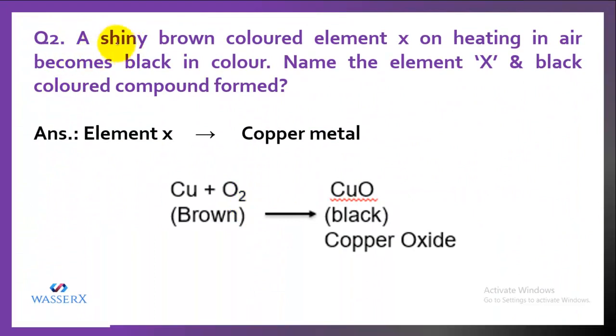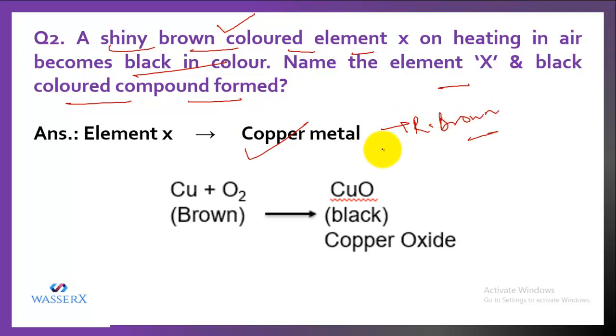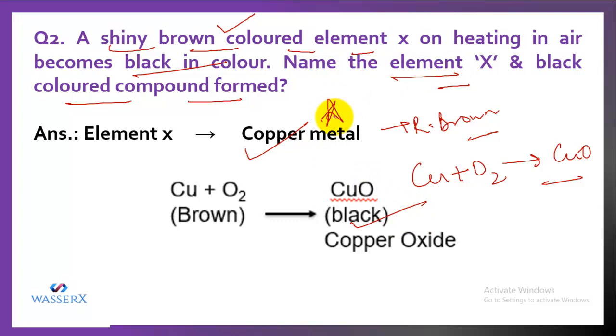Another question is, a shiny brown colored element X on heating in air becomes black in color. Name the element X and also the black color compound. The shiny brown colored element is copper. Copper is reddish brown in color. So when it is heated in air, that means it will combine with oxygen. So it will form copper oxide that is black in color. So the element is identified as copper and the black color compound is copper oxide.